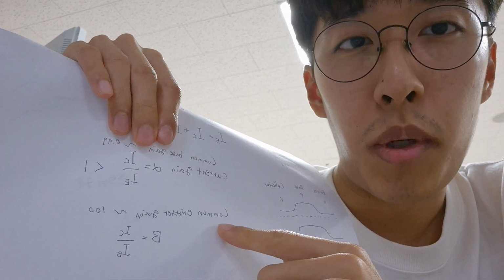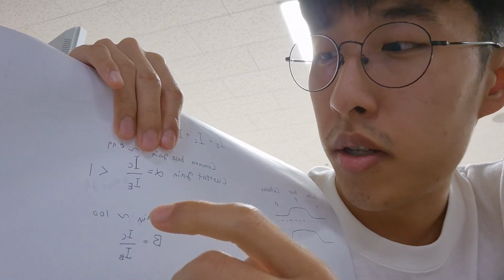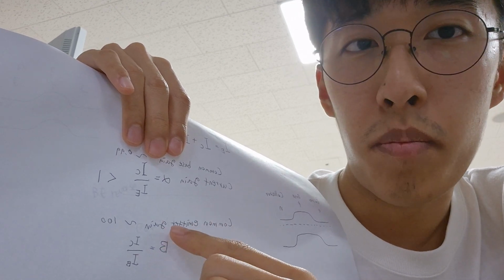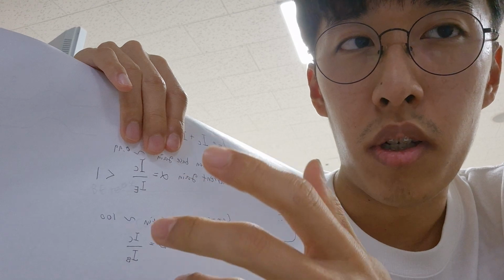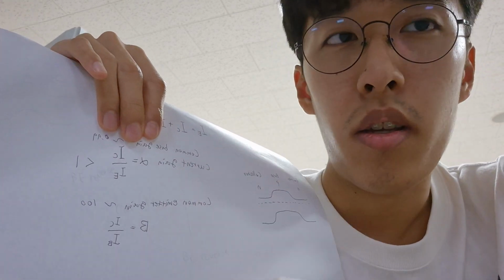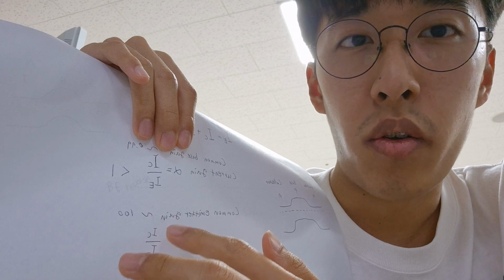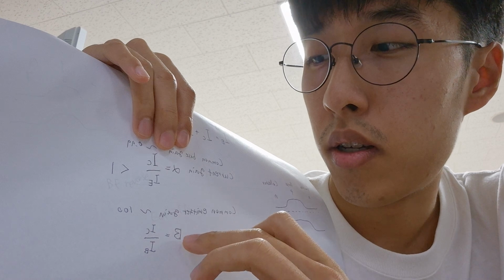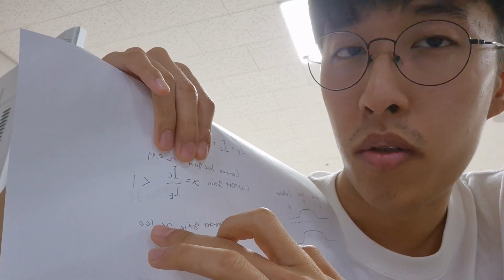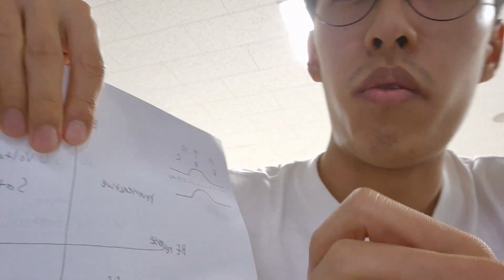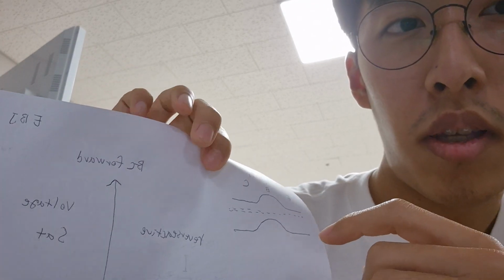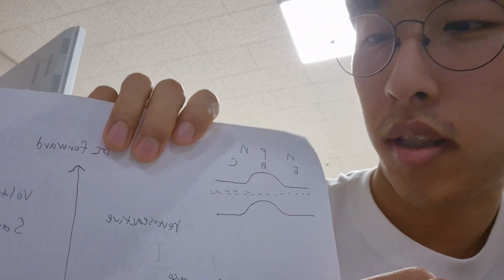Also the common emitter gain: the emitter is grounded, and we can see the relationship between the base and collector currents. It is almost 100. Okay. Lastly, for the NPN BJT, the band diagram looks like this.